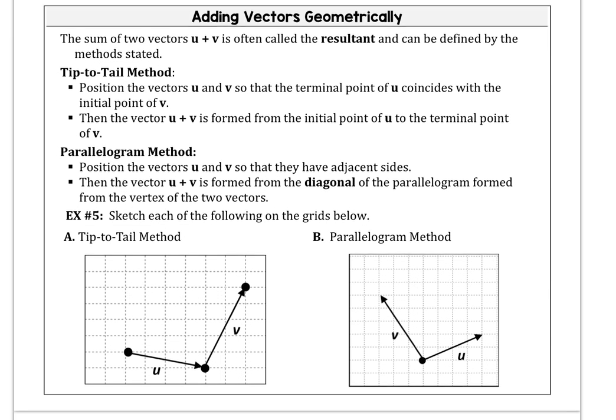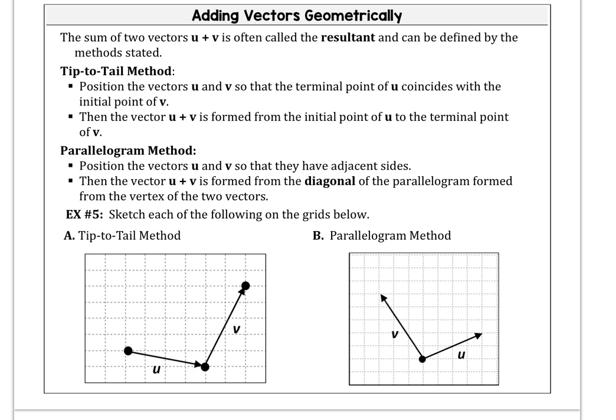First, we're going to look at the tip to tail method. So you can see here the position of vector u starts at this point on the left and goes in a downward fashion. And then vector v, the tip of vector v is on the tail of vector u, and then it goes up and to the right.